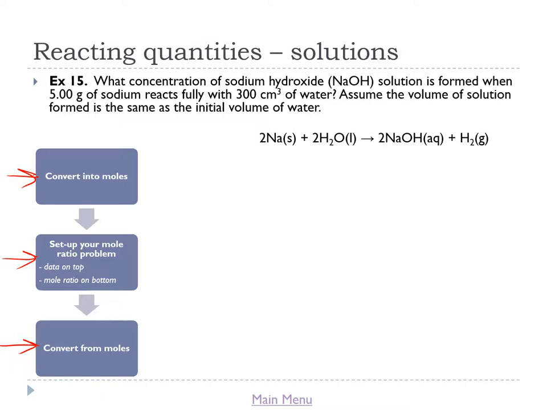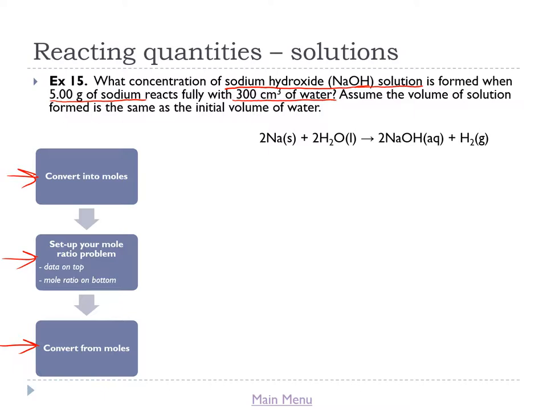In this example, it says, what concentration of sodium hydroxide, NaOH, solution is formed when 5 grams of sodium reacts fully with 300 centimeters cubed of water? And it says, assume the volume of solution formed is the same as the initial volume of water. That assumption isn't necessarily true, but it's just there to help simplify the calculation for us. So what do we do? We're going to convert into moles first of all.